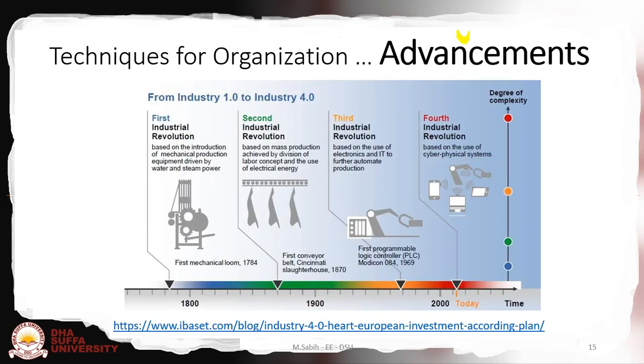Another way is advancements. In terms of advancements, you can categorize, for example, the first Industrial Revolution based on steam power, then the second Industrial Revolution based on electrical energy and mass production mechanisms, then the third Industrial Revolution, which is based on IT, for example PLCs and microcomputers, and then the current era of the fourth Industrial Revolution, in which we are turning systems into cyber-physical systems, and the degree of complexity has increased. So this is based on the advancements.